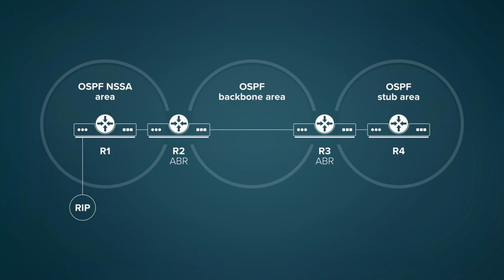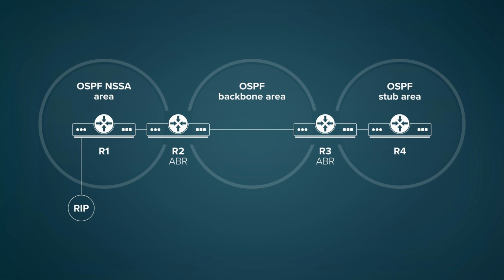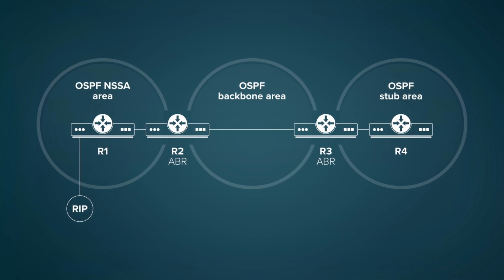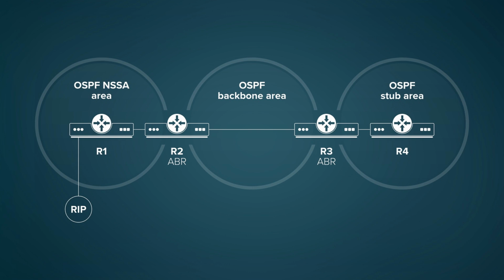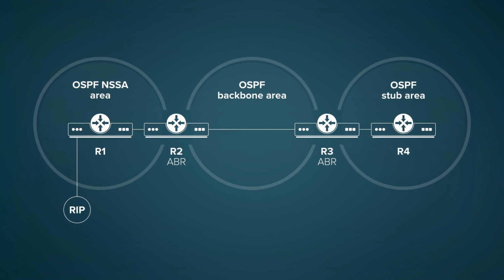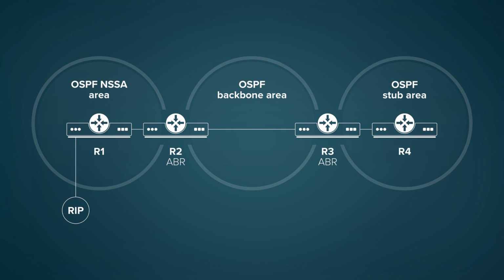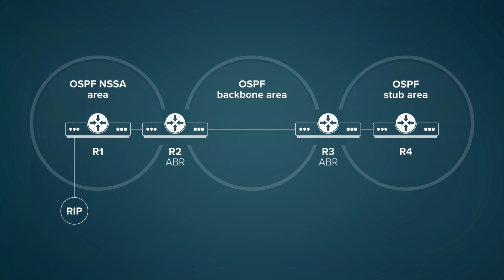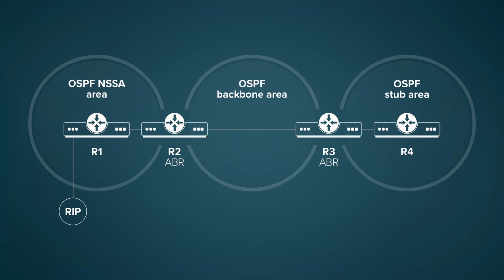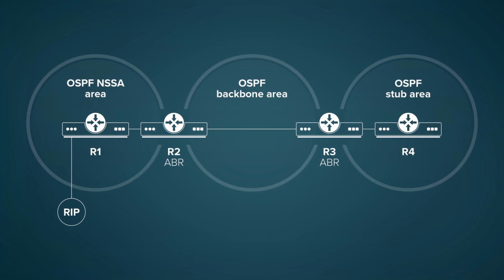Stub area is an area connected to the backbone area and not to any other area. So it has only one gateway to external network. As you can see, an NSSA is used when there is no connection to other OSPF areas, like in the stub area case, but at the same time OSPF should redistribute other protocols' routes, static routes, BGP routes, other routes. In this particular example, RIP protocol routes are being redistributed.